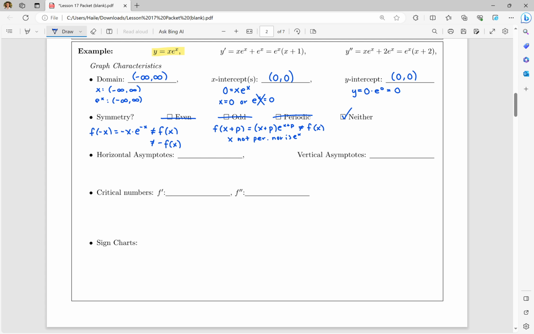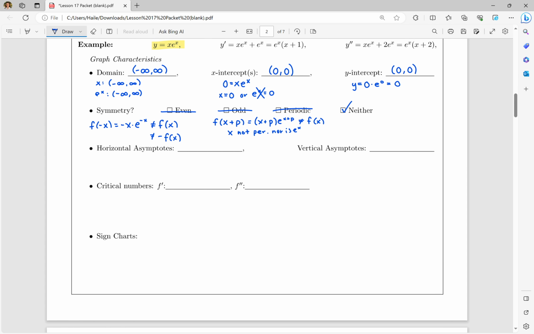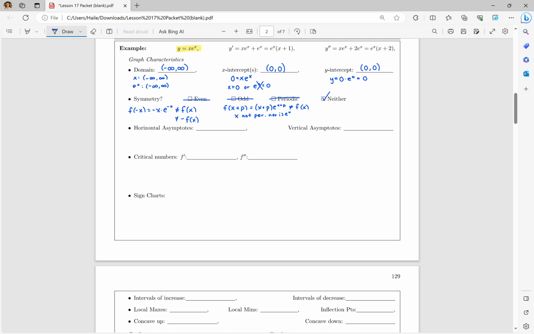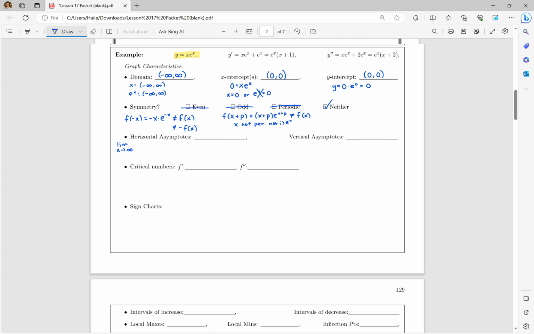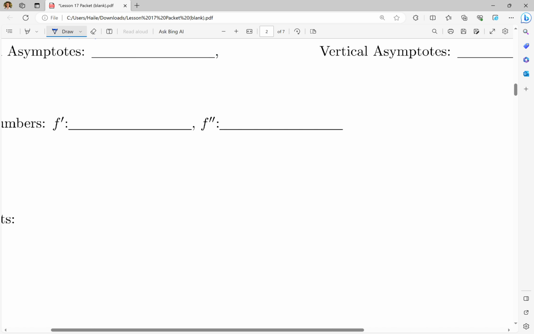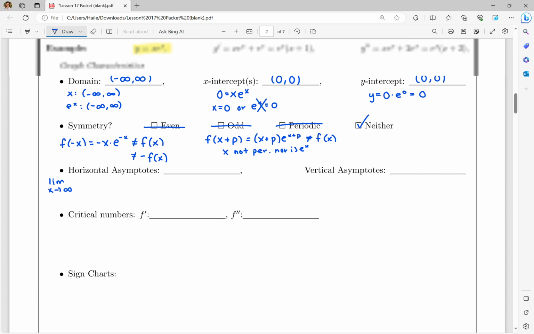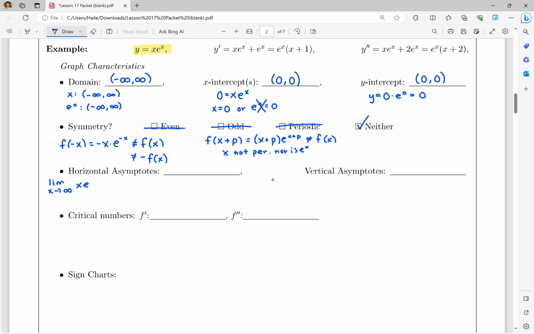Okay, next we want horizontal asymptotes. So if you remember from way back at the beginning of this class, we said horizontal asymptotes are when we take the limit as x goes to infinity and negative infinity. So first we're going to do the limit as x goes to infinity of x e to the x. I think zoomed in is a little better, but I want to make sure you can see the function. So this is going to give us infinity times infinity, which is just infinity.